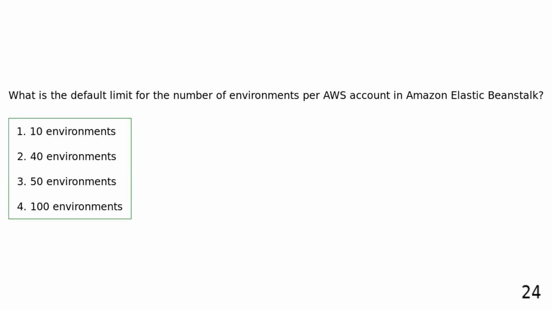What is the default limit for the number of environments per AWS account in Amazon Elastic Beanstalk? 10 environments. 40 environments. 50 environments. 100 environments. The default limit for the number of environments per AWS account is 40.